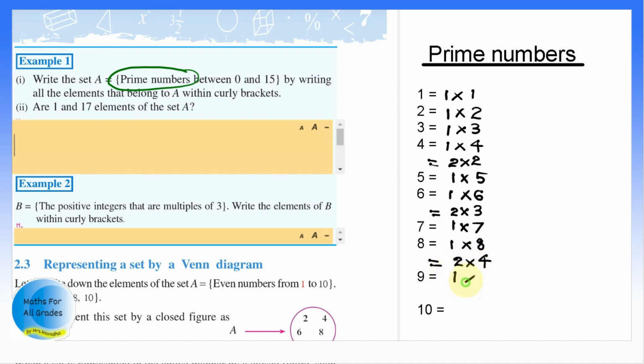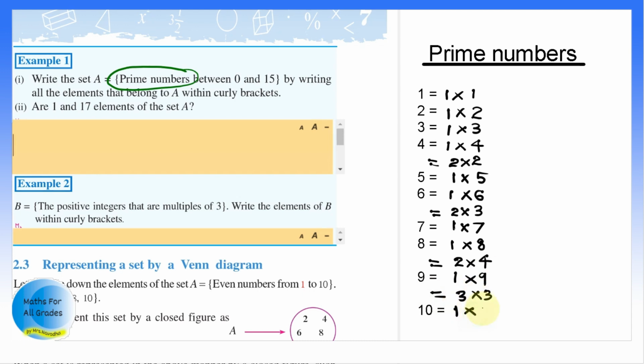9 can be written as 1 times 9, and also 3 times 3. 10 equals 1 times 10, and 2 times 5. Here we have written each number in multiplication form. So these are factors. You can say 1 and 8 are factors of 8. Also 2 and 4 are factors of 8. Here 2 and 2 are factors of 4, like that.